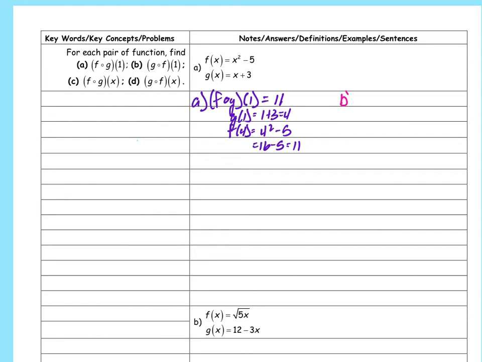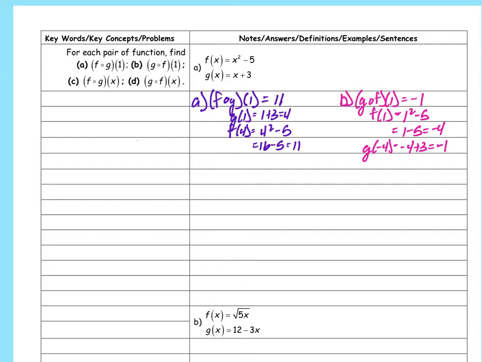And B is going to be, let's see, g of f of 1. So f of 1 is going to be 1 squared minus 5. 1 minus 5 is negative 4. Then I'm going to find g of negative 4, which is negative 4 plus 3, or negative 1. So g of f of 1 equals negative 1.